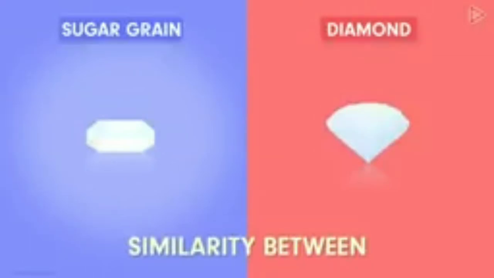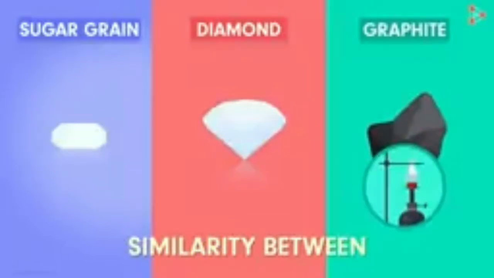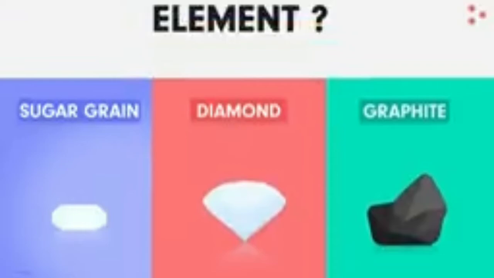What is the similarity between a sugar grain and a diamond? Maybe you'll say that they both are lustrous. And what if I ask you the similarity between a diamond and a graphite? A graphite is just this piece of black stone used in laboratories. Maybe you'll think there is no similarity. Is there really no similarity between these two? The answer would surprise you. There is something common between all these three things. I'm referring to the element that these three are made up of.